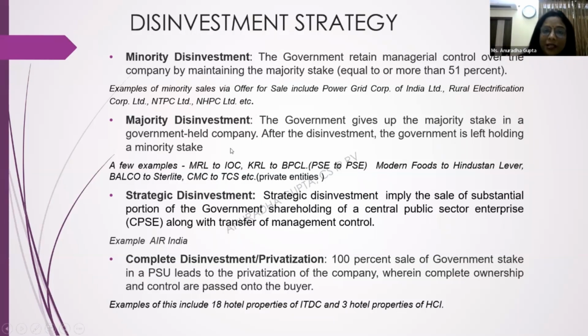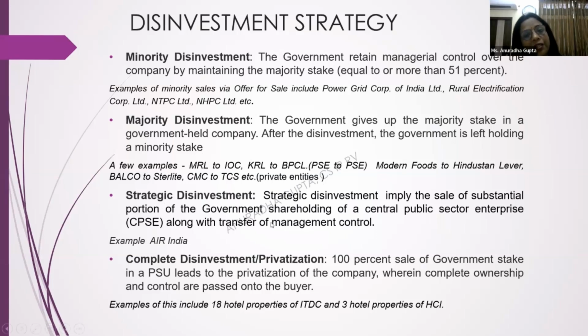Second is majority disinvestment, where the majority stake is being offered to an outside party, a third party. So after the disinvestment, the government is left holding a minority stake, just the reverse of this. Some examples are MRL to IOC, KRL to BPCL, meaning this KRL stake was offered to BPCL, on the part of a government entity. Modern Foods to Hindustan Lever, and so on.